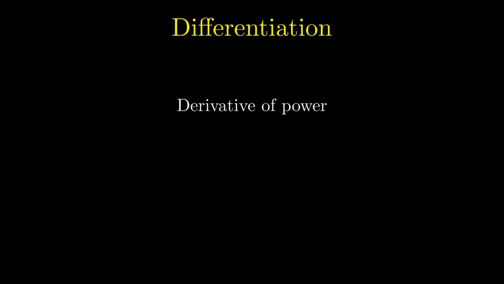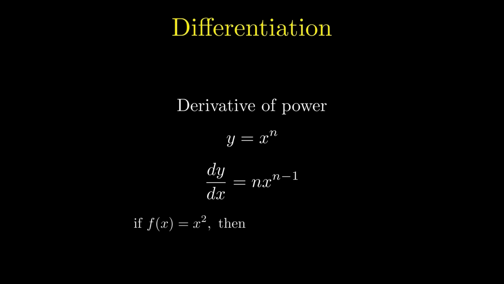Derivative of power. Power rule. The derivative of x to the power of n is n times x to the power of 1 less than n. y equals x to the n, dy over dx equals n x to the n minus 1 power. For example, if f of x equals x squared, then f prime of x equals 2x to the 2 minus 1 power, equaling 2x.